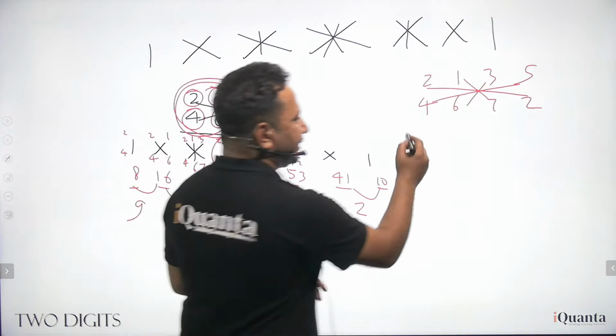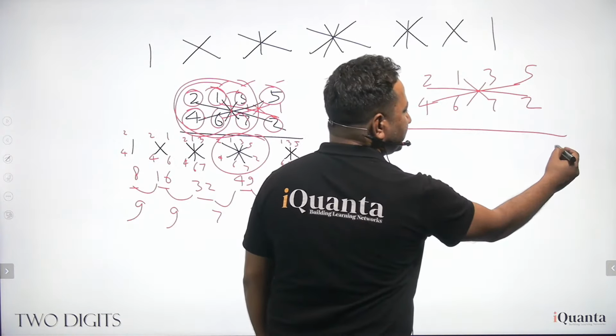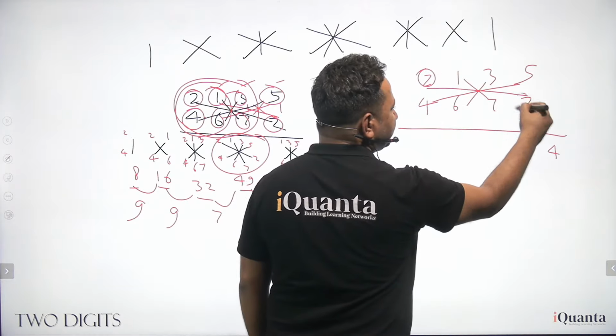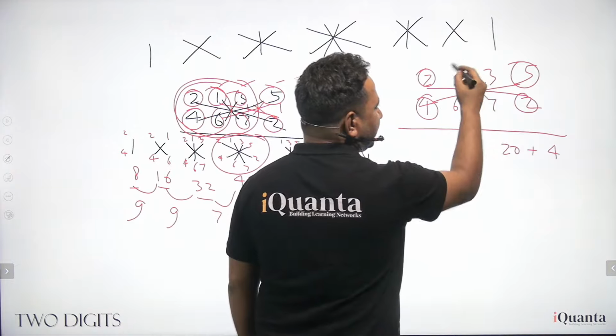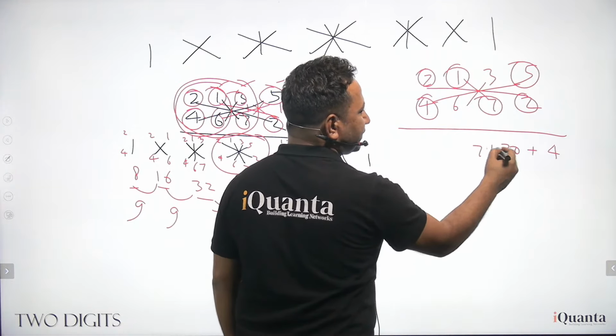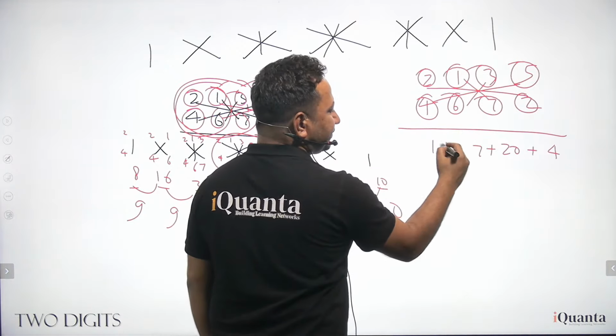Okay? Addition. 2 2s are 4. 2 2s are 4. Plus 4 5s are 20. Plus 1 7 is 7. Plus 3 6s are 18. That's it.